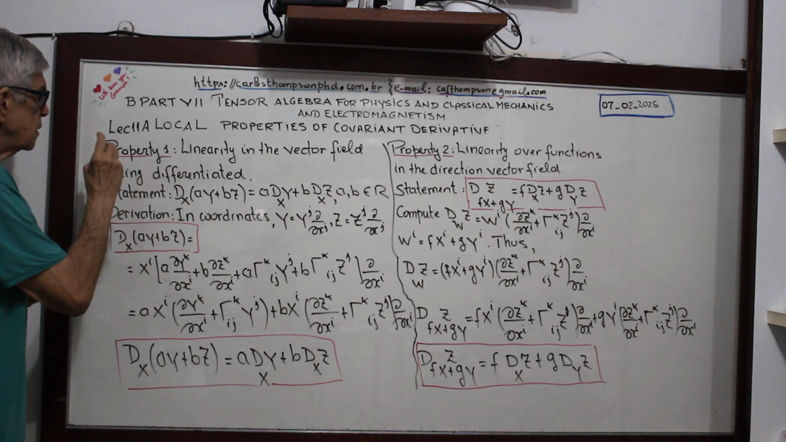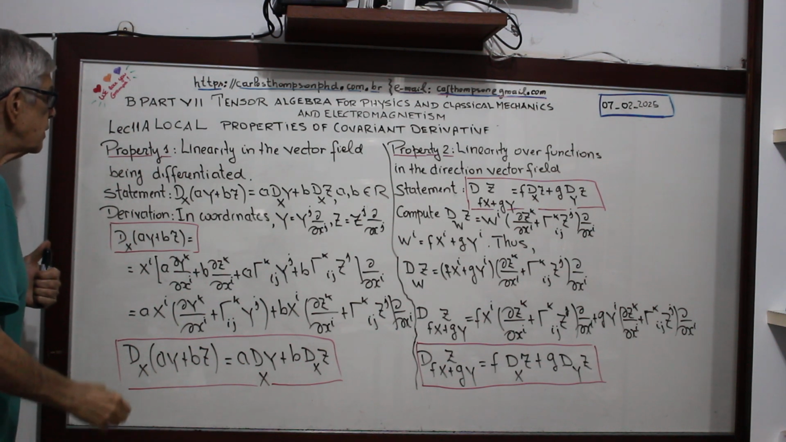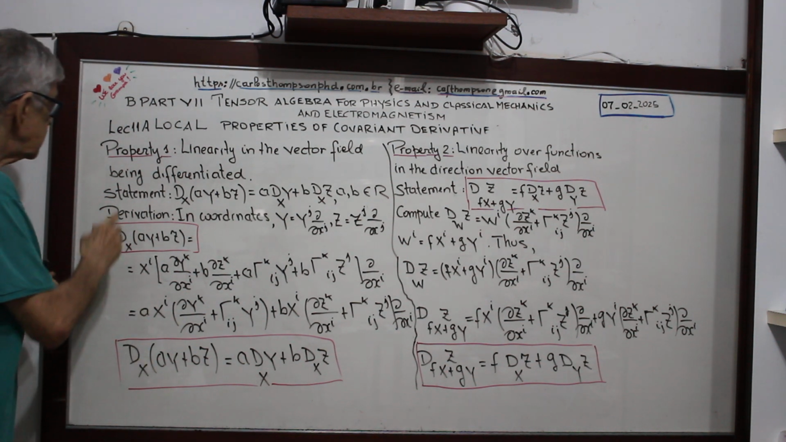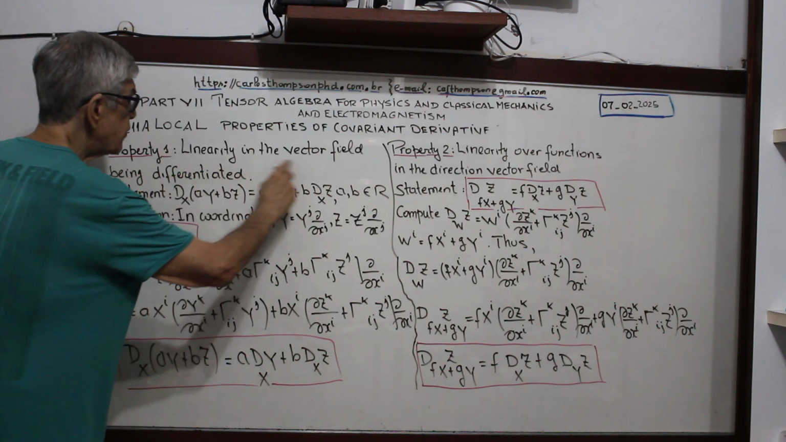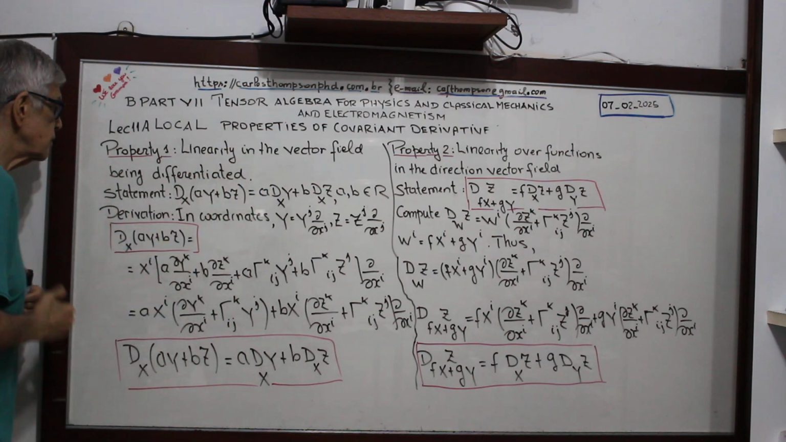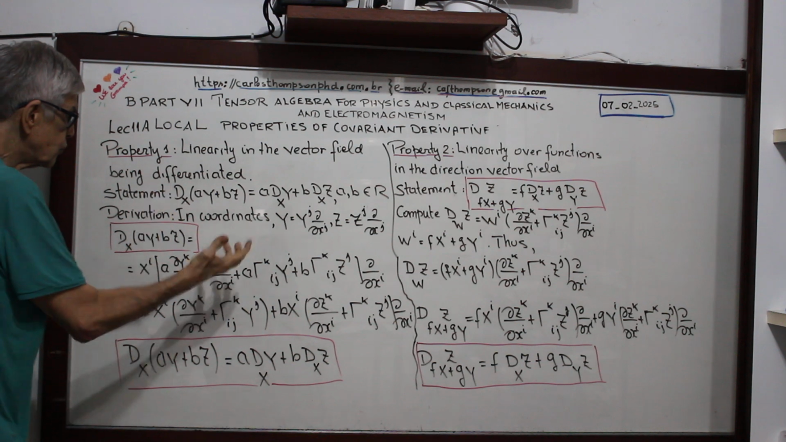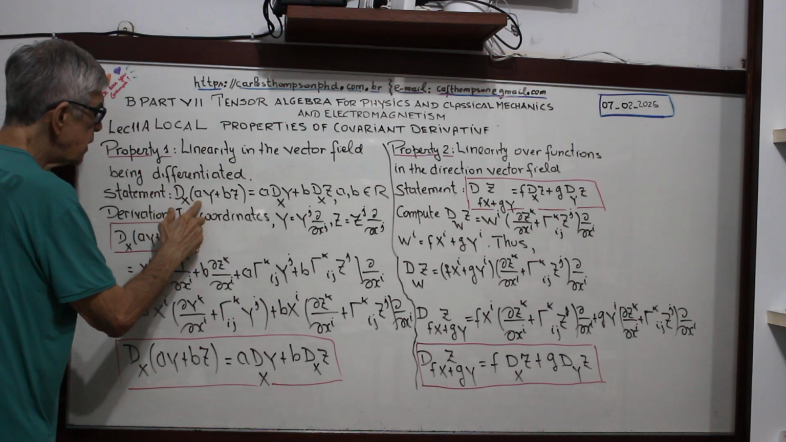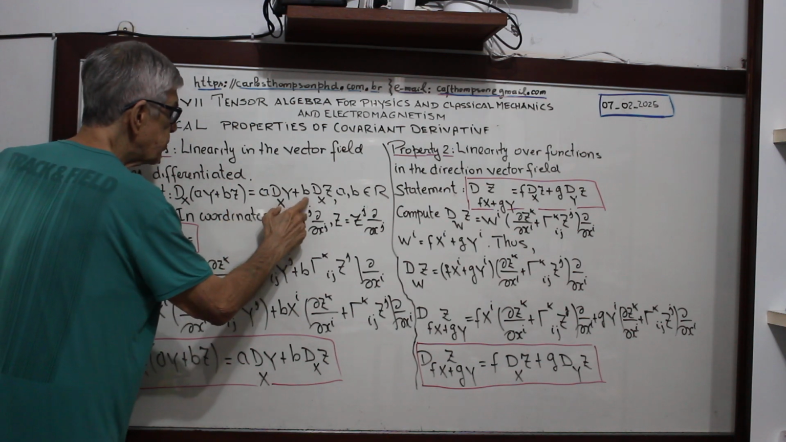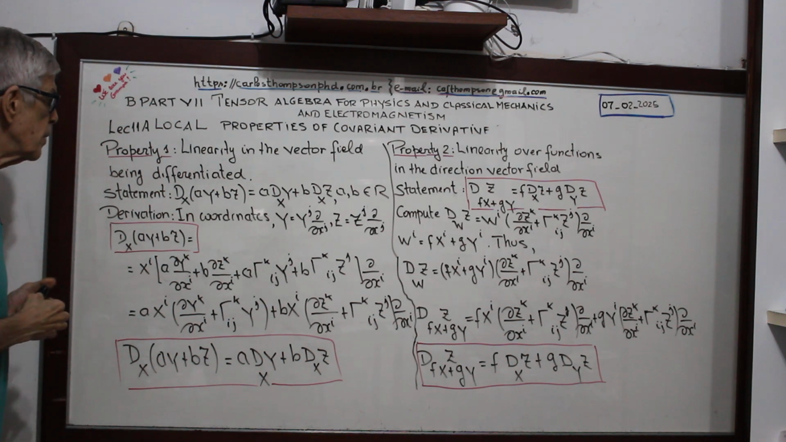Property 1, linearity in the vector field. As I pointed out in lecture 10, this is a linear vector field, and here Y is the one being differentiated. The statement I want to show is that the covariant derivative D_X(aY + bZ) equals a D_X Y plus b D_X Z, where a and b belong to the real numbers.